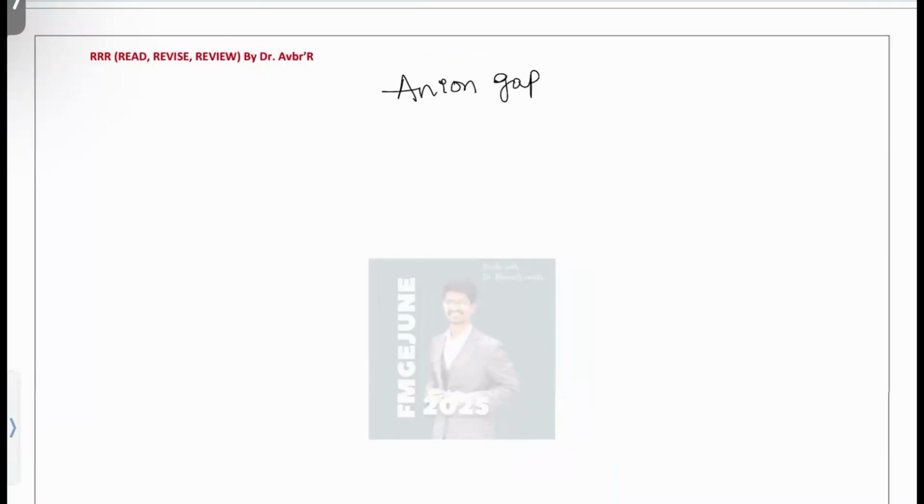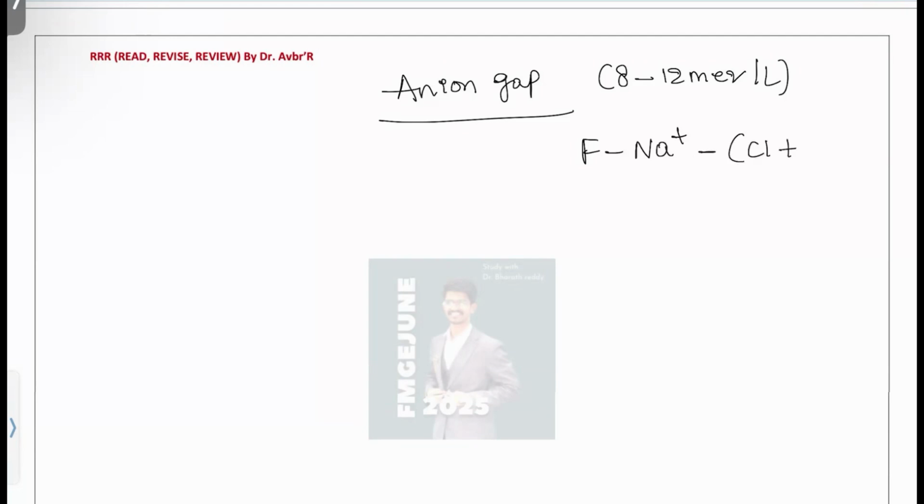So in the anion gap, we are going to have two kinds of anion gap. Before that, we are going to discuss what is the normal value of the anion gap. That is your 8 to 12 milliequivalents per liter. And how to calculate this anion gap in our body? The formula for the anion gap calculation is sodium minus chloride plus HCO3. Okay, sodium minus chloride plus HCO3. This is the formula for the calculation of the anion gap.